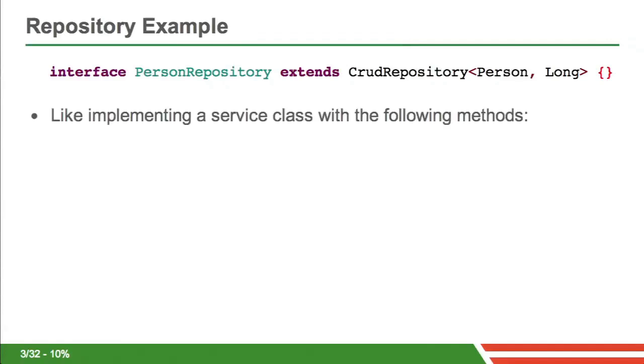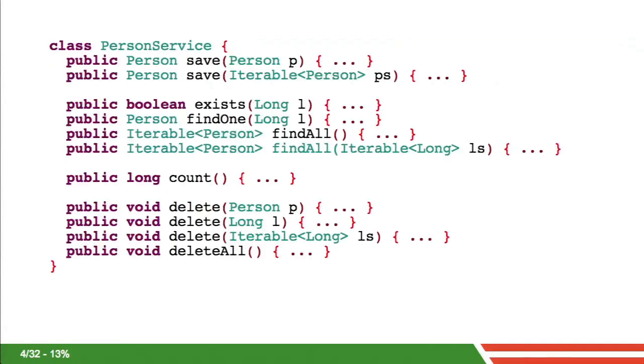That is equivalent to that. So if you were to create this class, you would have to write and implement all of these methods, and that's what you get for free by using the repositories. So we've got some basic find one, find all, count, various kinds of deletes, save, right? We've got all your basic operations.